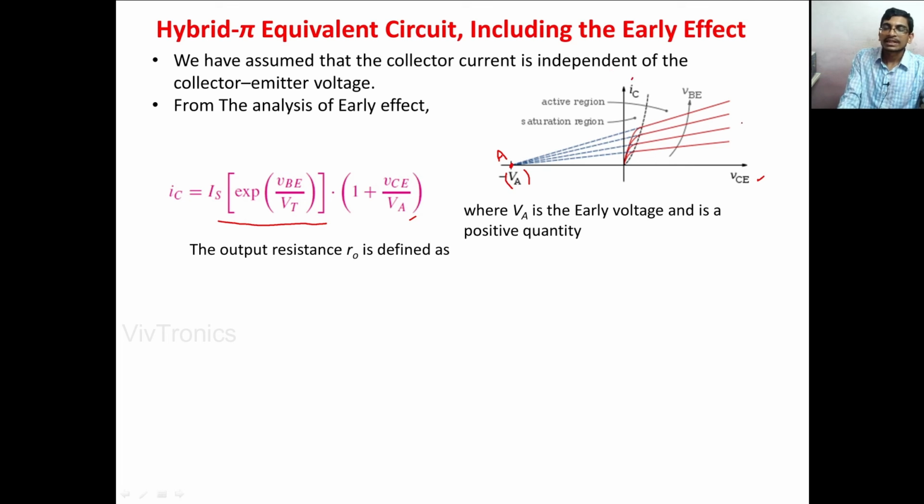Here, if you see, this is the graph drawn between the output voltage and the output current. From this graph, the slope of these curves is nothing but the conductance 1 by R naught. So 1 by R naught is the output conductance, and R naught is the output resistance, which can be given as the ratio of the output voltage to the output current. R naught is equal to output voltage VCE by output current IC.